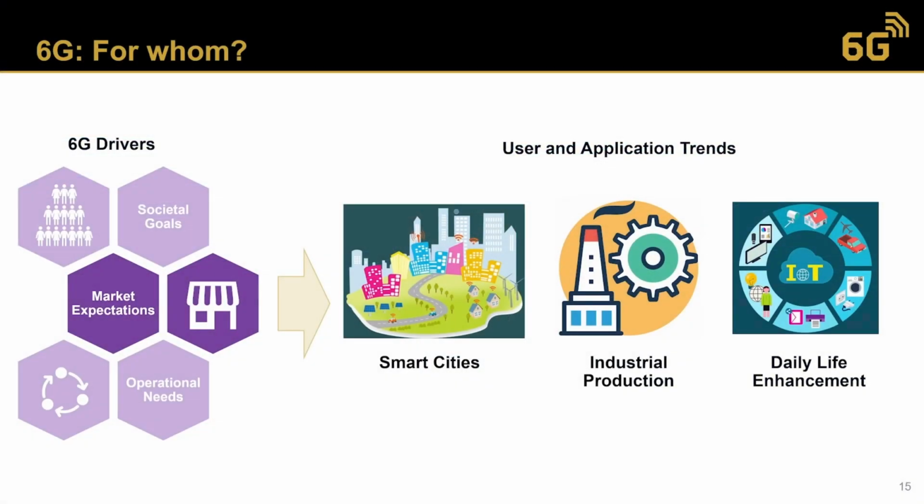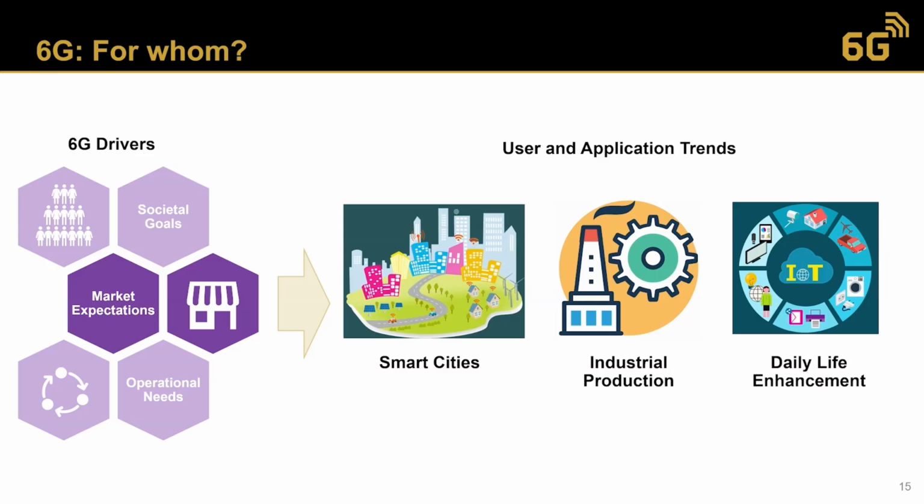So there are many different user and application trends that have been identified for 6G. Here we highlight three of them. The first is smart cities, which leverage multidimensional sensing capabilities to monitor and manage diverse sensor data to enhance the services in a city, for example, enhancing risk prevention, enhancing service delivery, and enhancing the resource optimization of the city.